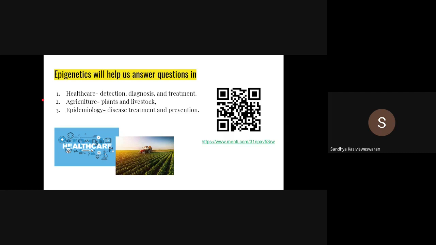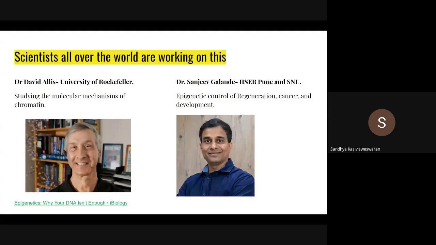Epidemiology, here it involves disease treatment and prevention, but it's not just about humans, right? When you're talking about epidemiology, it also involves the pathogen. Like we spoke about last session, viruses and bacteria also have their own epigenome. So, studying that can help us understand viruses better, so we can prevent, say, another pandemic or manage it better, probably. Scientists all over the world are working on this because this is such an up and coming field, and because there's so much potential here because of how little we know about it right now.